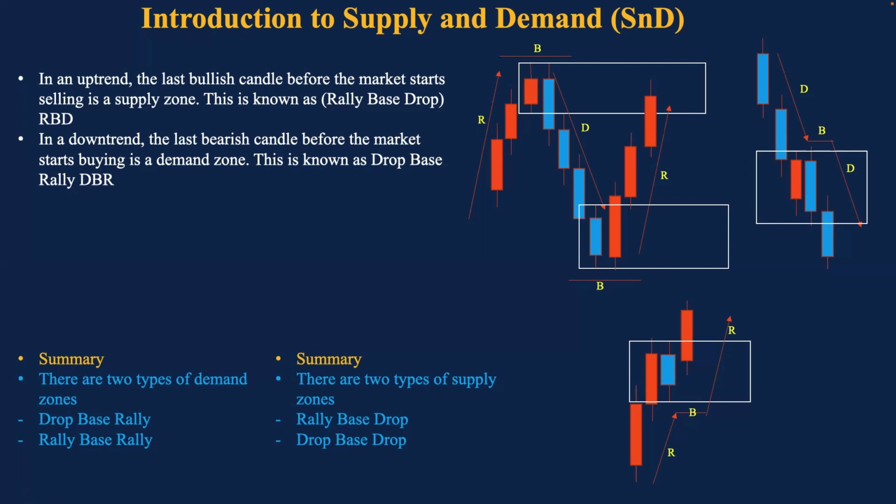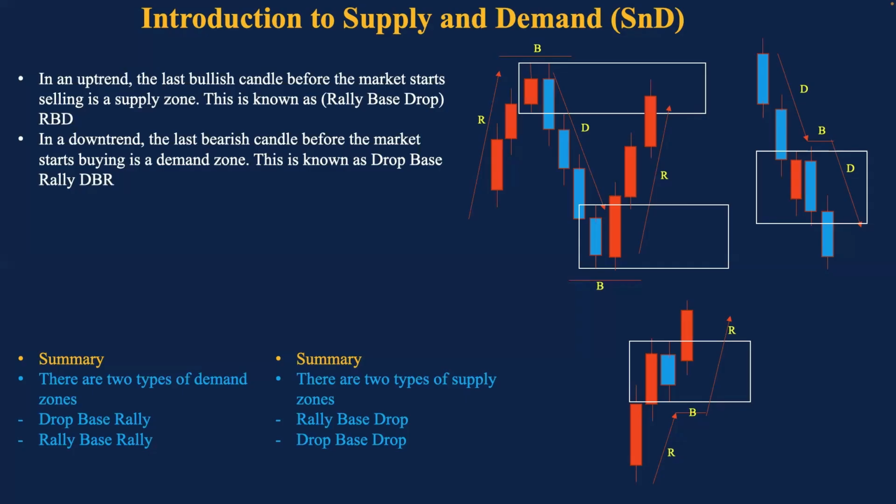In ICT this will be called the order block, and in smart money they will call it the FU candle. It is still the supply zone, still the order block. It's the same concept, and the definition remains the same: the last bullish candle before the sell. For a downtrend, the last bearish candle before the market started buying is a demand zone. So here we have a demand zone, and here we have a supply zone.